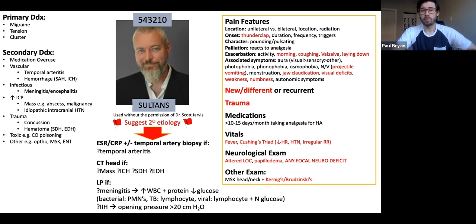CT head, right? If you're worried about bleed, right? We go through some CT head stuff later as well. And then LP, why would you do an LP? Infection, high ICP, right? Make sure you do your CT before your LP to make sure you don't have mass effect and you cause a herniation when you do the LP. These are concepts that you'll need to think about when you're answering questions on the test, right?